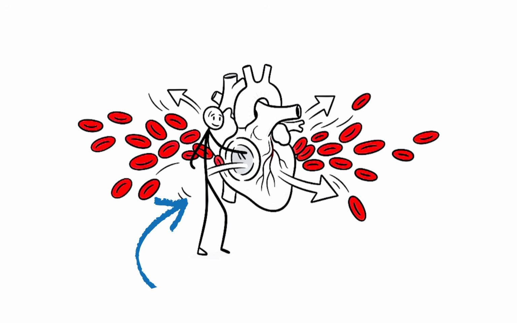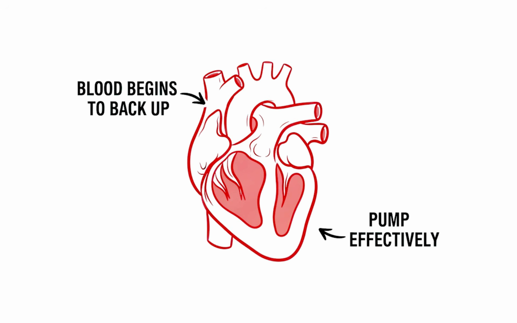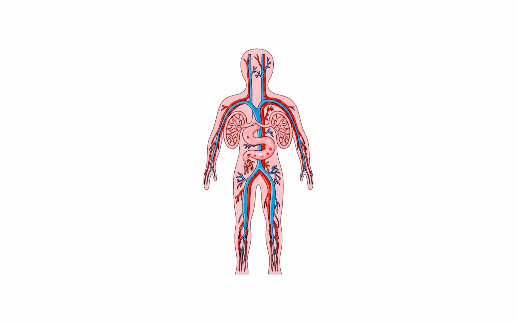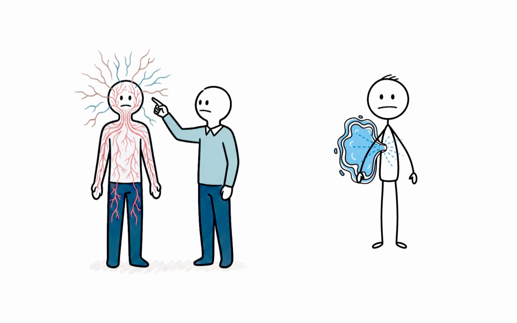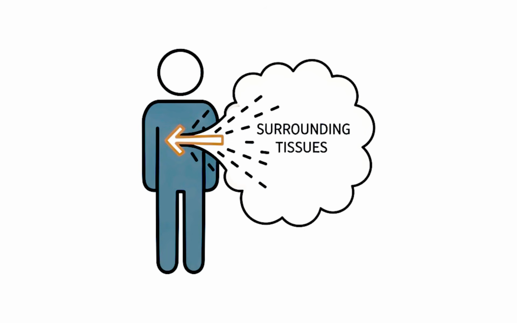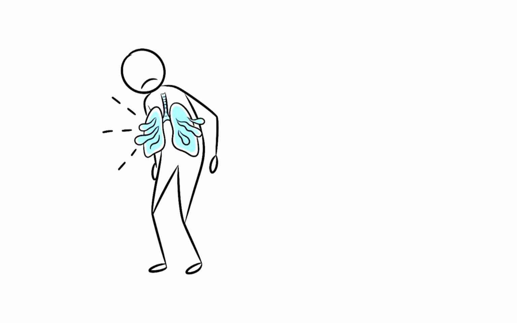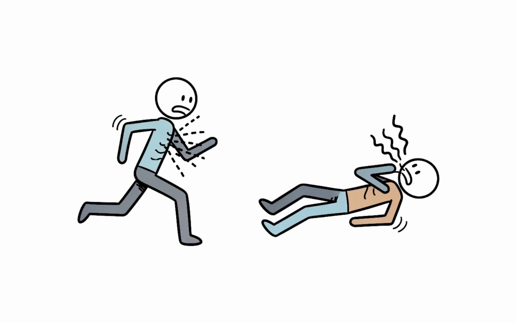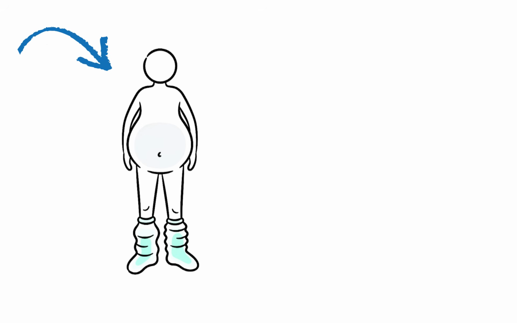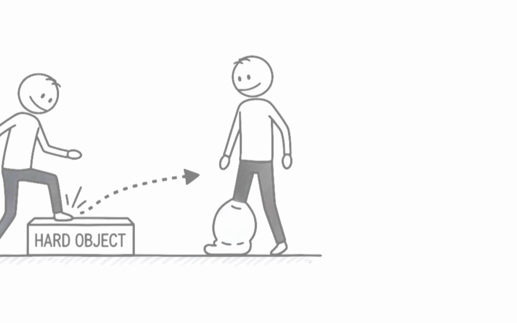When the heart cannot pump effectively, blood begins to back up in the circulatory system. This backup increases pressure in blood vessels and forces fluid out into surrounding tissues. Fluid buildup in the lungs causes shortness of breath, especially during activity or while lying down. Fluid buildup in the legs, ankles, and abdomen causes swelling.